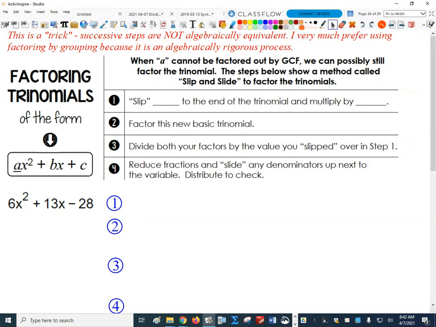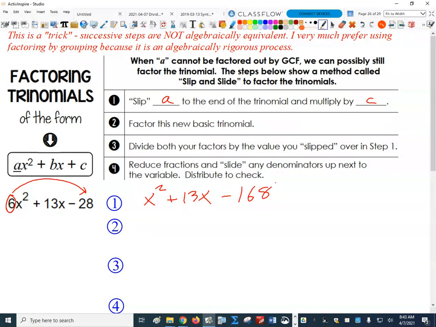So what are the steps when we're trying to factor a trinomial where A is not equal to 1 using slip and slide? The first step is we're going to slip A to the end of the trinomial and multiply by c. Here's A. We're going to slip that to the end and multiply by c. The 6 is gone now, and the first term is just a regular x squared plus 13x minus 6 times 28. That's going to be negative 168.